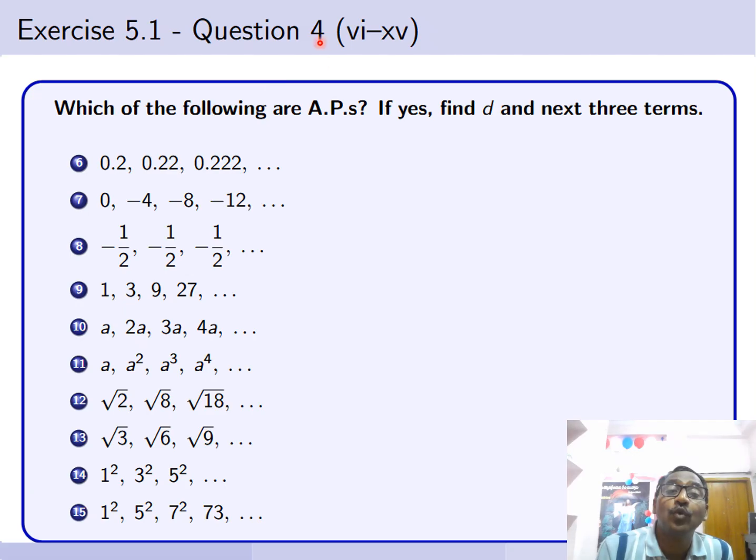Next, question number 4. Which of the following are arithmetic progressions? If yes, find D and the next three terms. So the sixth question: 0.2, 0.22, 0.222 and so on. Seventh question, eighth question, ninth, all these up to 15.